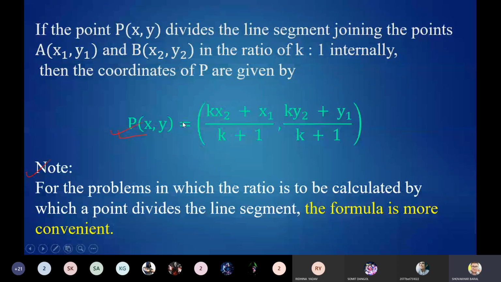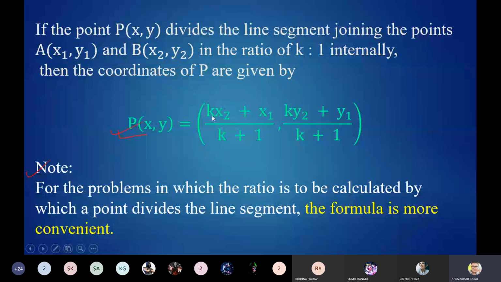But what I mean to say is, if there is a point, and the question asks in what ratio this point divides the line, if the question asks you to find the ratio in which the point divides the line segment, then you can use this formula. Though it is not always compulsory to use this formula, you can use the other formula also, but it will be easier for you. I explained why you can use this formula in earlier classes also.